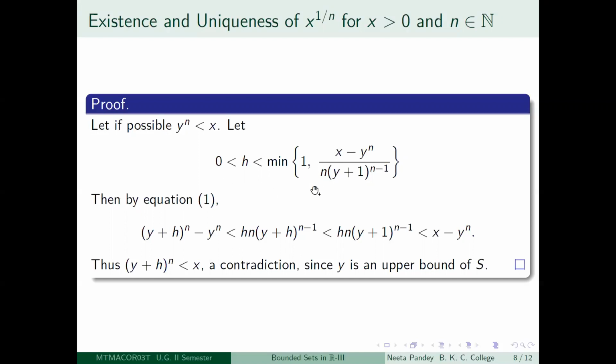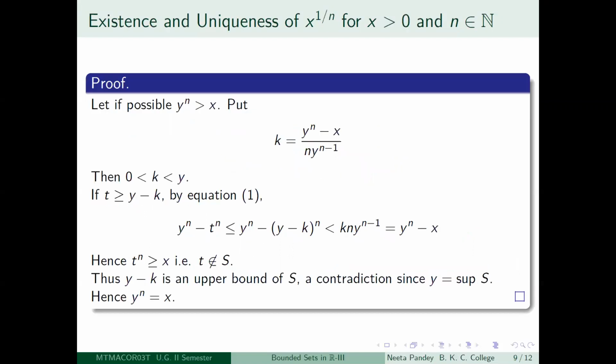Therefore, 0 and this number will have infinitely many real numbers between them. Choose any such h. Then for that h, you will get y plus h to the power n is less than x. Now, this is a contradiction, as I already mentioned, because y plus h will then belong to capital S, but y plus h is strictly greater than y, and y was an upper bound. So it is not possible. So what is not possible is this thing, that y to the power n less than x is not possible. Very good.